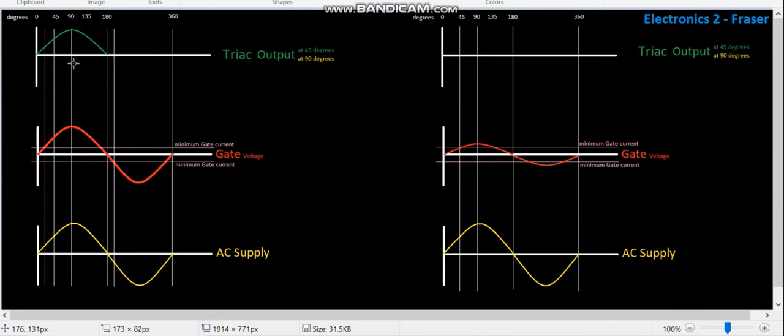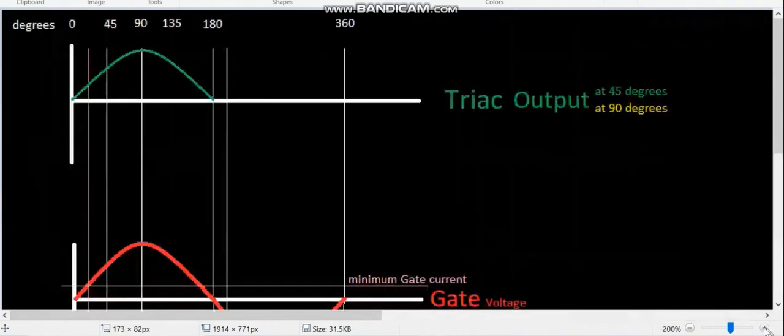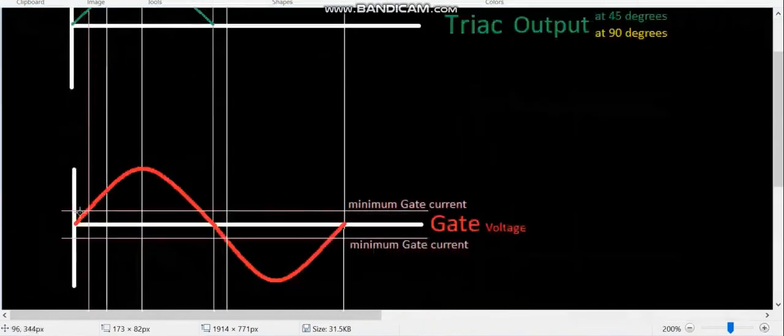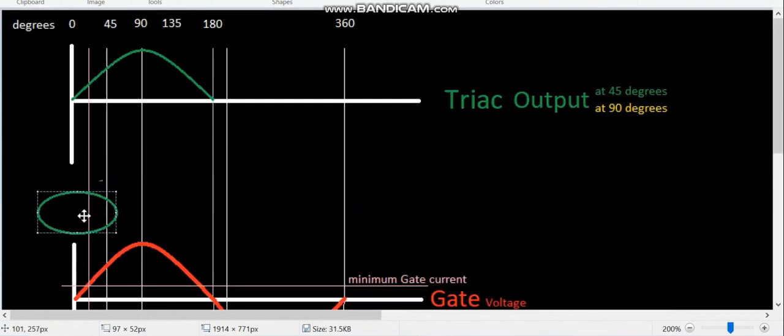Now, the difference would be, of course, that, well, let's zoom in. Look at this point here. I'll circle it. At this point here, this is our minimum gate current. So really, it's not conducting from this point where my crosshairs are to the point that there is enough current to get it to conduct, right? So we're really not going to see that on the screen.